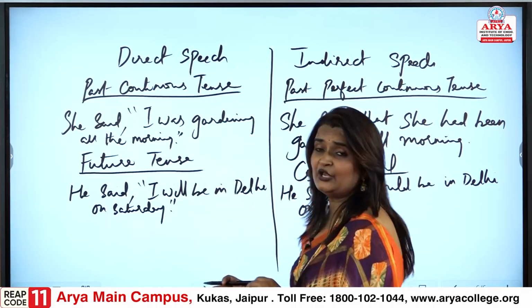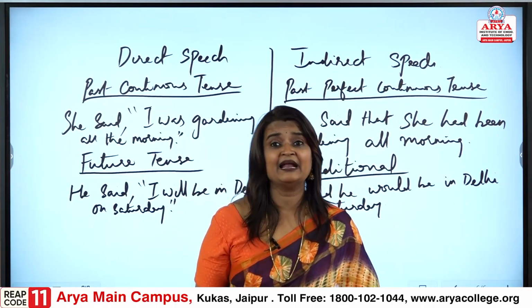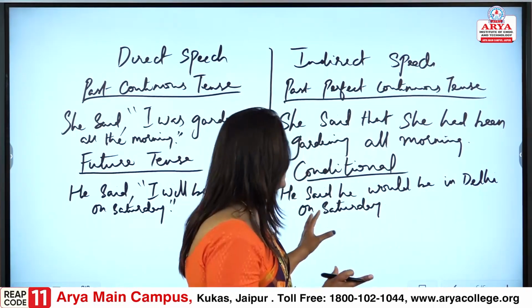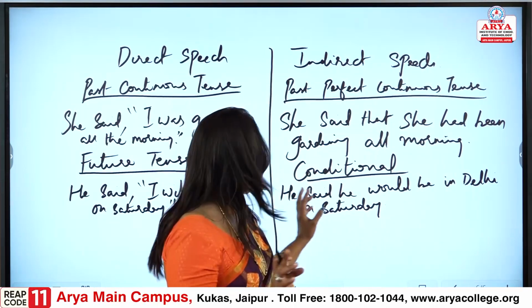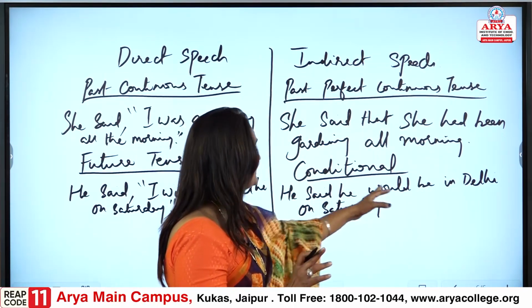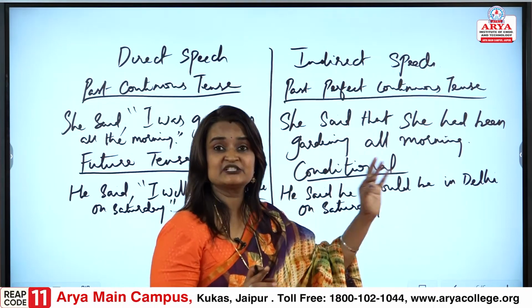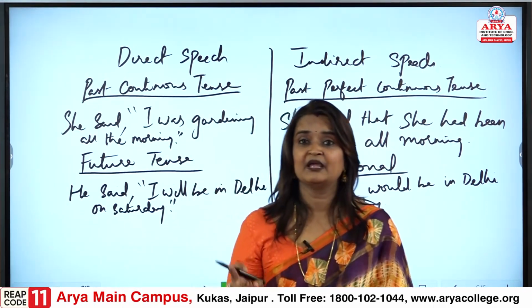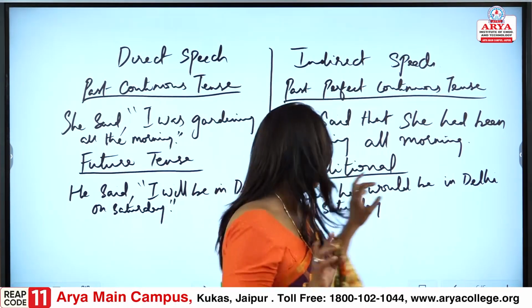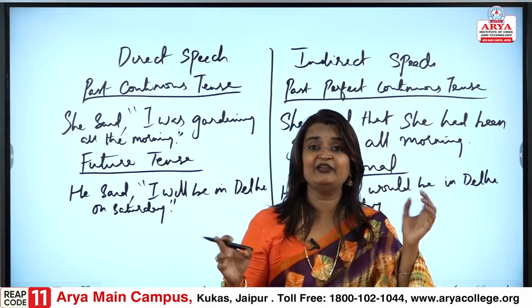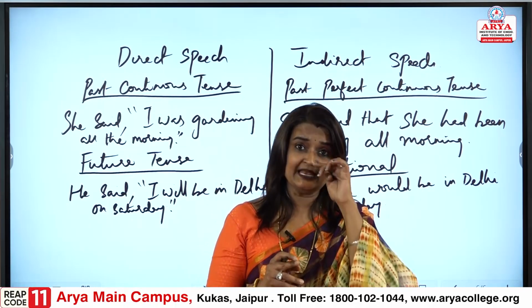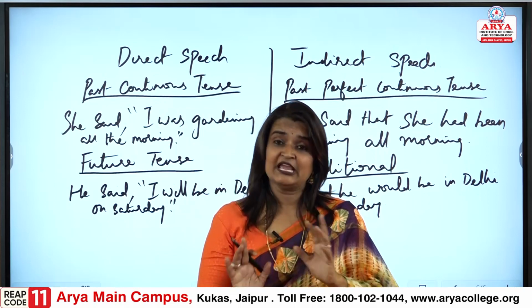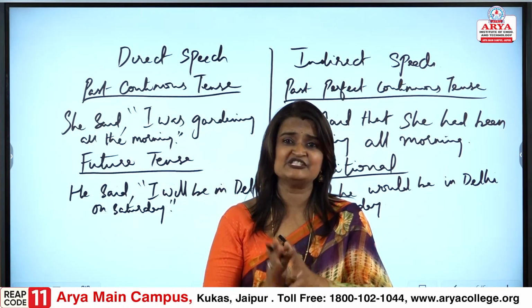Again, we know that will be is converted to would, into conditional. The modal verb will is changed into would in a conditional sentence. Because this is future, we cannot say he said he will be in Delhi, because he has said it, you do not have confirmation that it is sure, if something changes, his mind changes or anything.